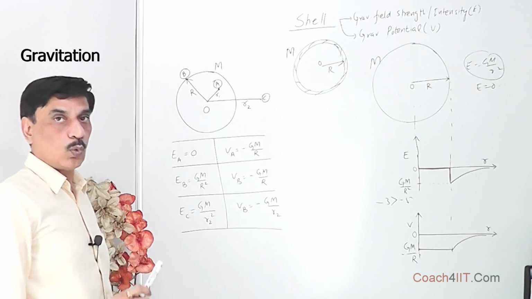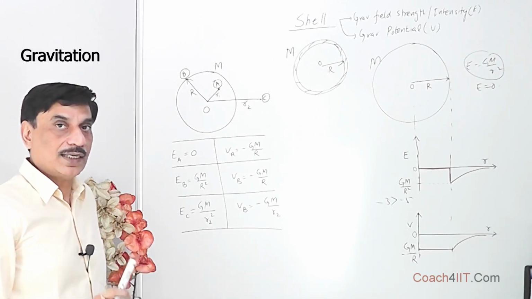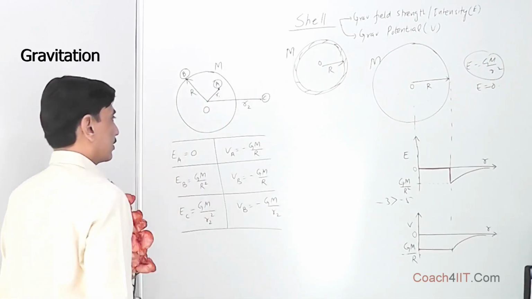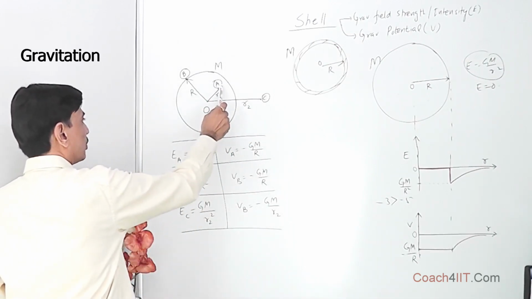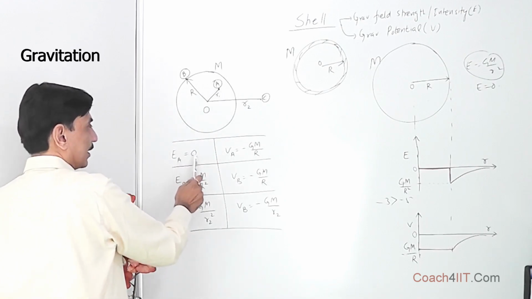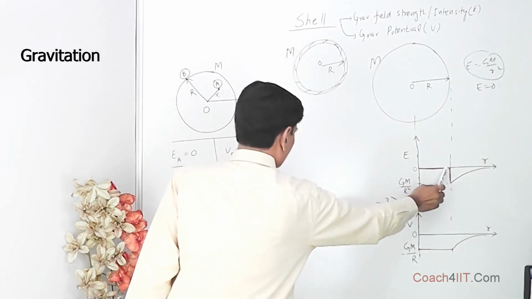So let's see what is the gravitational field strength and gravitational potential for all these cases, for points A, B and C. When you talk about point A, which is within this shell, then certainly the gravitational field intensity is equal to 0. That is from here to here, it is equal to 0.